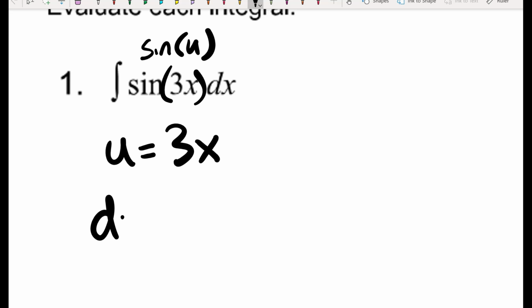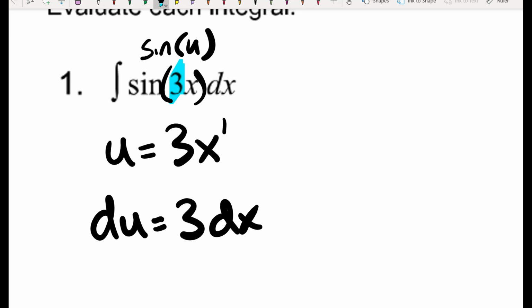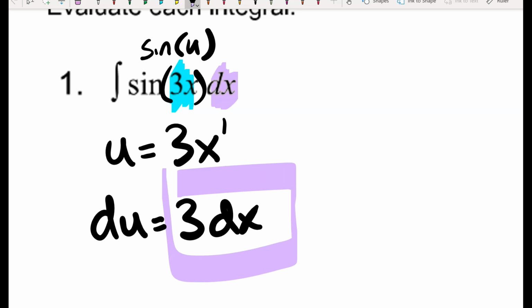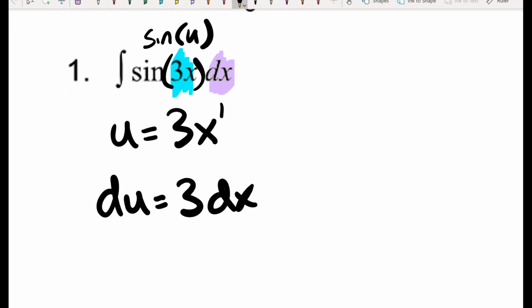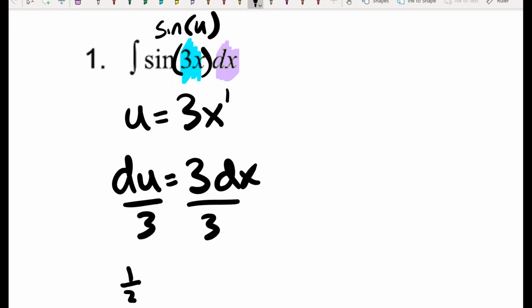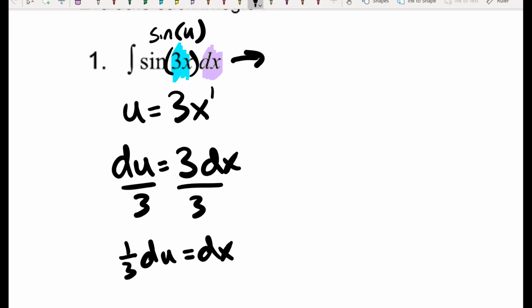So I'm going to let u be equal to 3x. I'm going to differentiate both sides to get du equals the derivative of 3x to the first, which just becomes 3. I'm going to move the dx over, and I need to ask myself, what do I still need to replace here? I replaced the 3x, but the term that still has an x is that dx there. So my goal is to make this side of the equal sign just look like dx, so I have something to substitute in there. So I'm going to divide out the 3 to get 1/3 du is equal to dx, and I'm going to make that substitution into my integral.